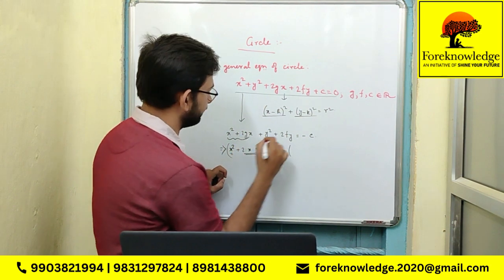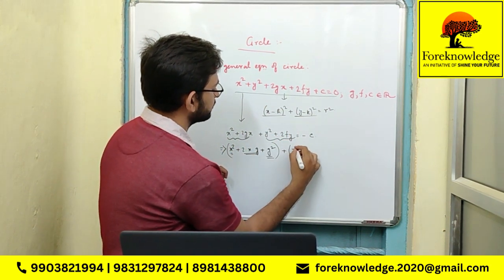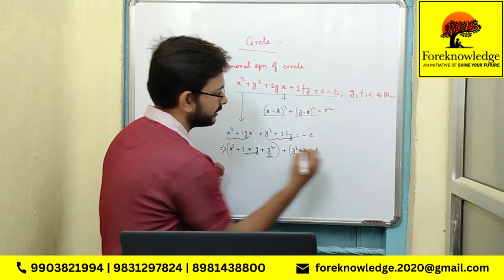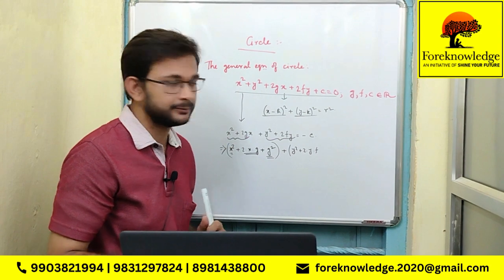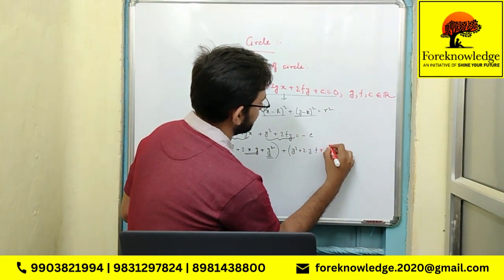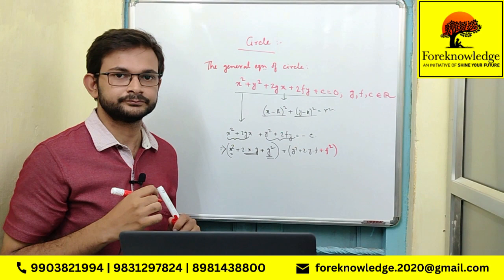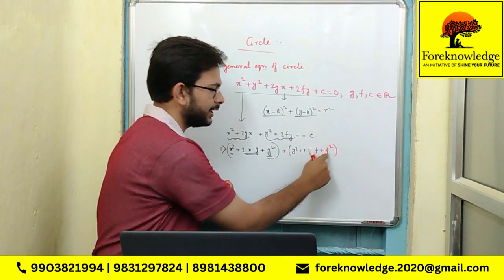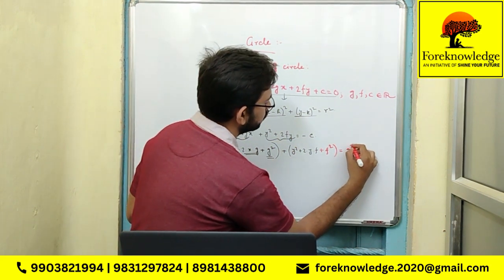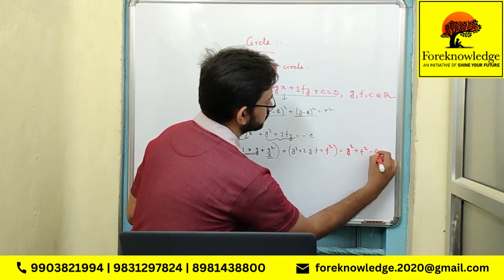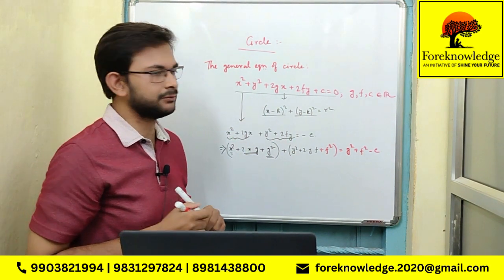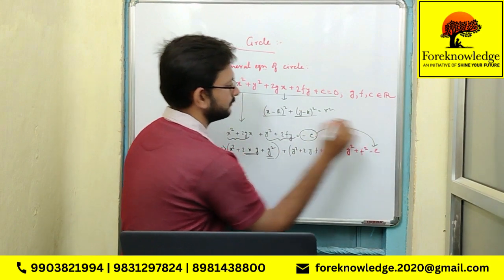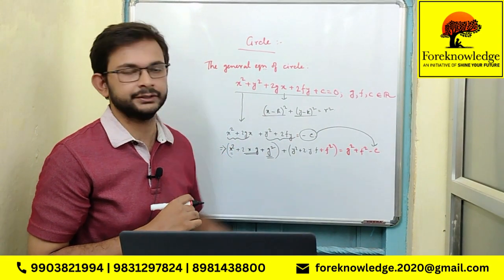Now for the second one, y square plus 2 into y. Y square is already present, the leftover term is f, so you have to add f square here, plus f square. Now we have added two terms on the left hand side, that is g square and f square, so we have to add the two terms on the right hand side also. So g square plus f square I am adding to the right hand side, and already there was a minus c that I have written.